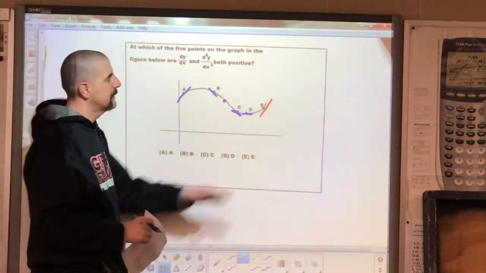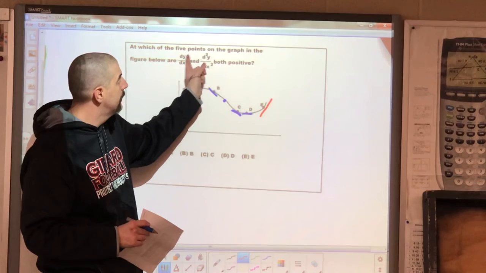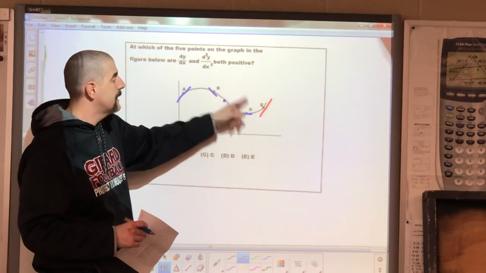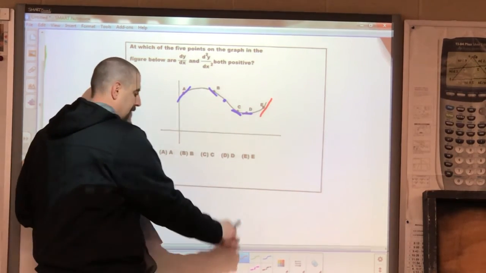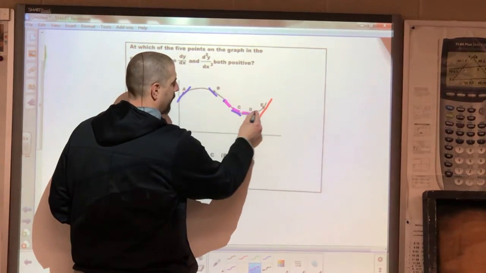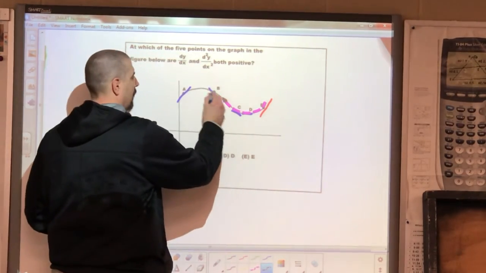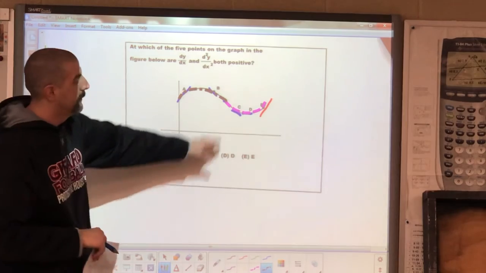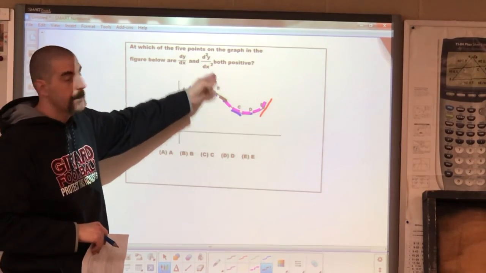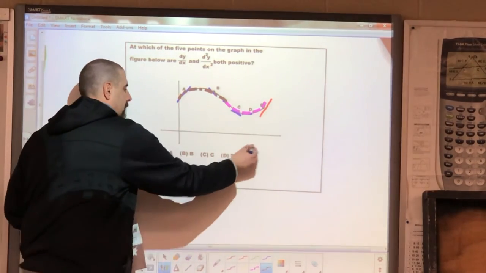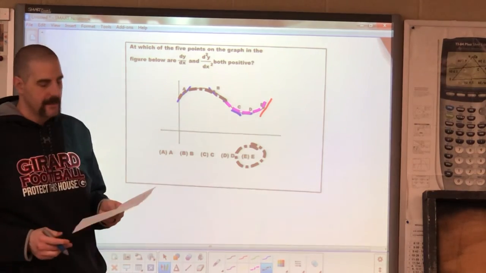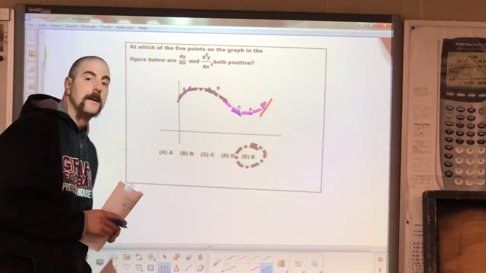Let's take a look. The tangent line is positive, so that's the first derivative. Second derivative is positive. Why? Because this function is concave up there and concave down there. So if it's concave up, we know the second derivative is positive, and here, so the answer is E. Okay, E. All right.